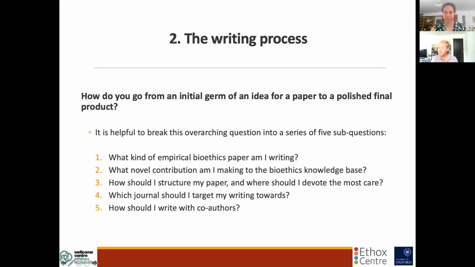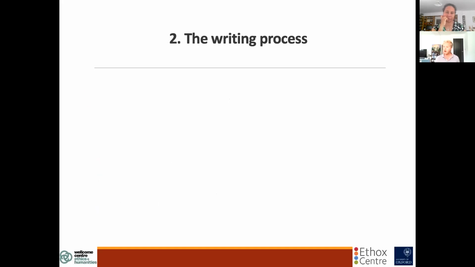Third, the question about structuring a paper. What parts of the paper deserve the most care? How should you manage that structure process? Fourthly, should you be targeting your writing in advance at particular journals? And finally, this knotty set of questions that can arise specifically with co-authorship and writing together, writing as a group. So let's start with the first question.